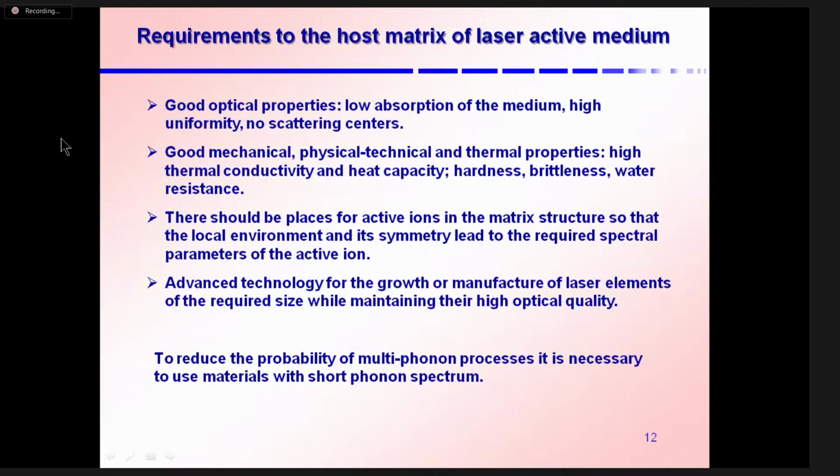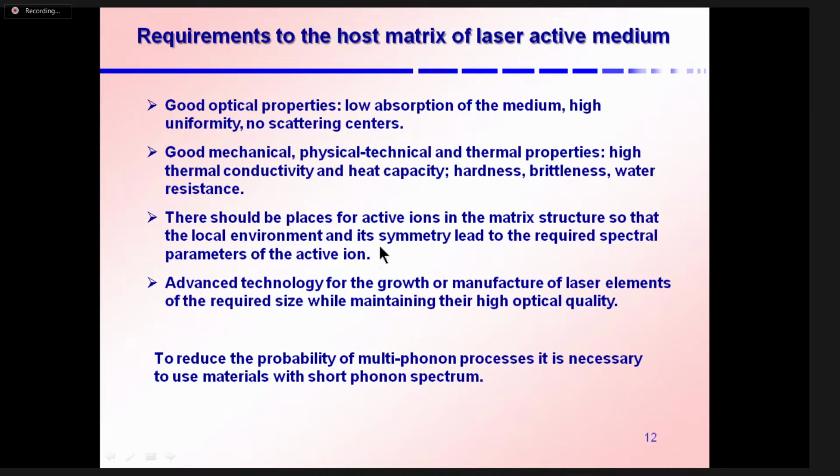So there can be different approaches, but it also depends on the host material that you use, and that's why there are special requirements for the host materials. There should be good optical quality and low absorption, no scattering, and good mechanical properties. There should be some places for active ions that allow introducing the parameters of the active ions.